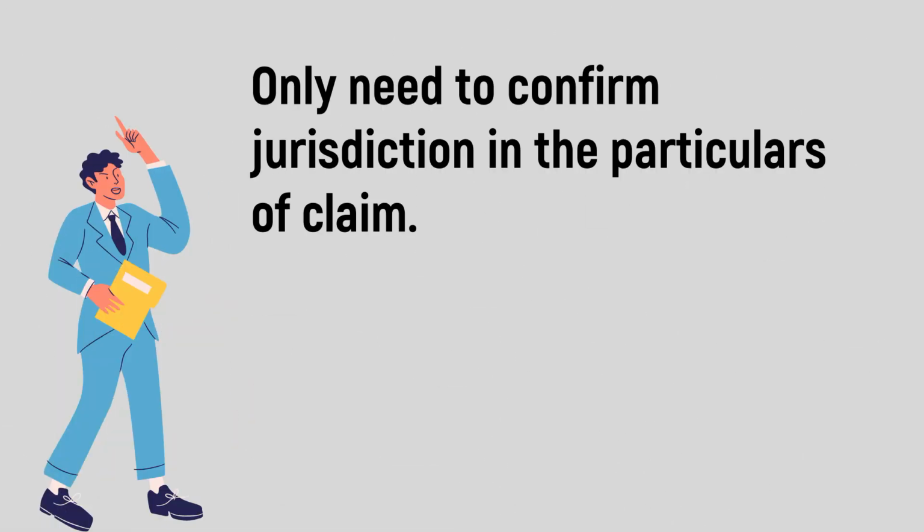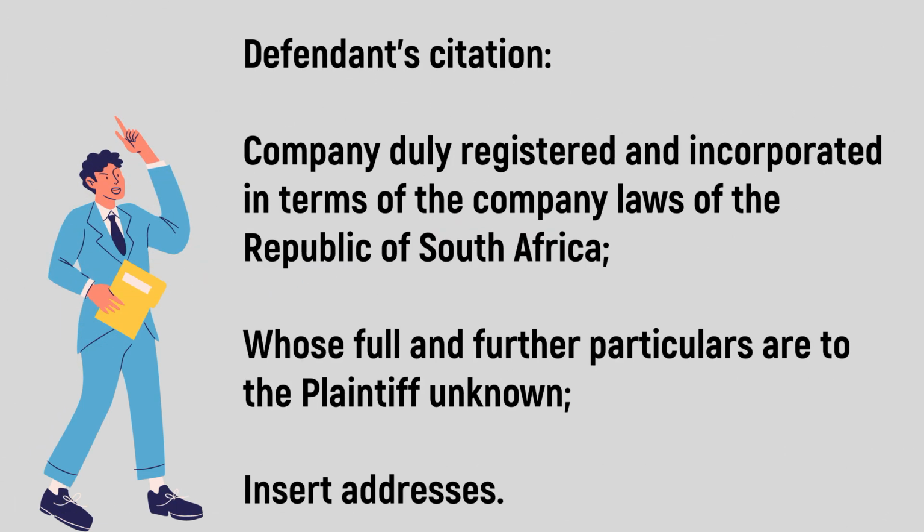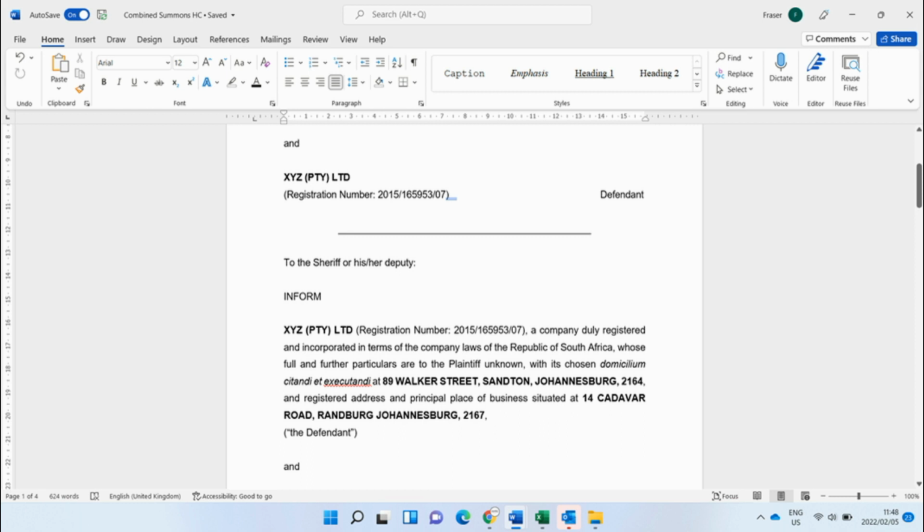As the particulars of claim will be attached to the summons, we will only confirm the court's jurisdiction in the particulars and not in the summons itself. In the defendant's citation, we need to include the fact that the defendant is a company duly registered and incorporated in terms of the company laws of the Republic of South Africa. We will again say that the full and further particulars of the defendant are unknown to the plaintiff. Our citation of the defendant will therefore look as follows.